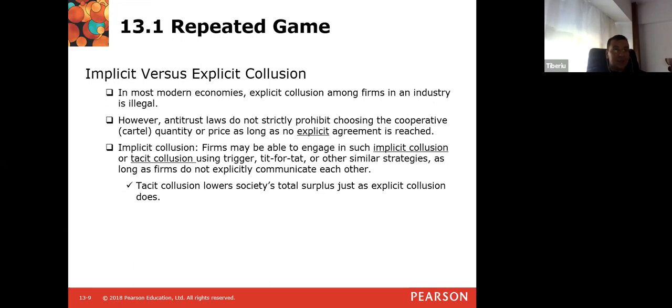Implicit versus explicit collusion. In most modern economies, explicit collusion among firms in an industry is illegal. However, antitrust laws do not strictly prohibit choosing the cooperative or cartel quantity or price as long as no explicit agreement is reached. Firms may be able to engage in such implicit or tacit collusion using trigger, tit for tat, or other similar strategies, as long as firms do not explicitly communicate with each other.